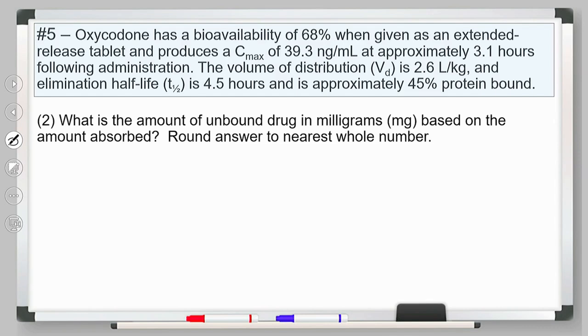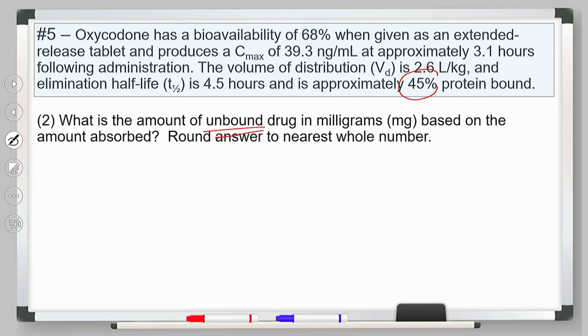And if it is bound up by a plasma protein like what? What's a common plasma protein that binds a lot of drugs? Albumin, very good. So some of the drug gets stuck on albumin and can't get absorbed. So that's where this becomes important. Now I want to know the amount of unbound drug, and why do I care about unbound? The bound won't produce an effect. It's the unbound that can then get into the brain.